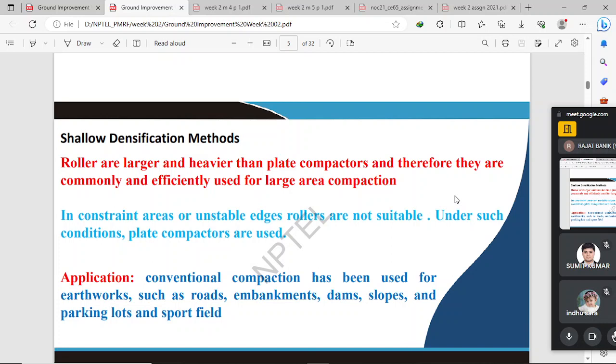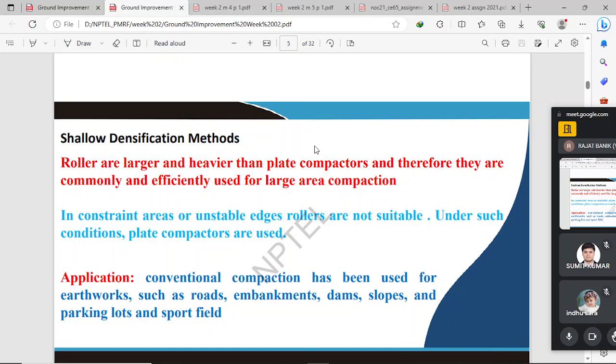Now, the shallow densification methods. We come to a smooth roller. Actually, rollers are larger and heavier than the compactors, and therefore they are commonly and efficiently used for large area compaction. That means the roller, cross-section area wise, covers a large number of areas.